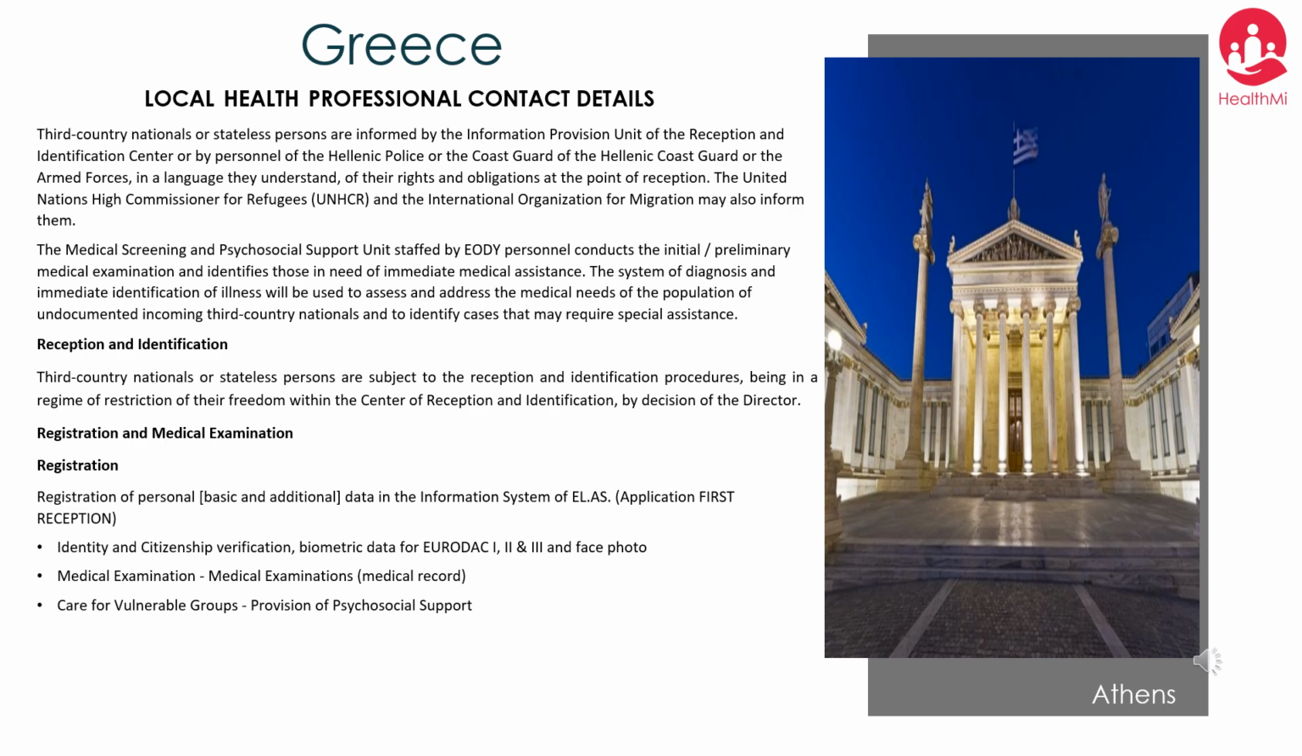The system of diagnosis and immediate identification of illness will be used to assess and address the medical needs of the population of undocumented incoming third country nationals, and to identify cases that may require special assistance. Reception and identification: third country nationals or stateless persons are subject to the reception and identification procedures, being in a regime of restriction of their freedom within the Centre of Reception and Identification by decision of the Director.